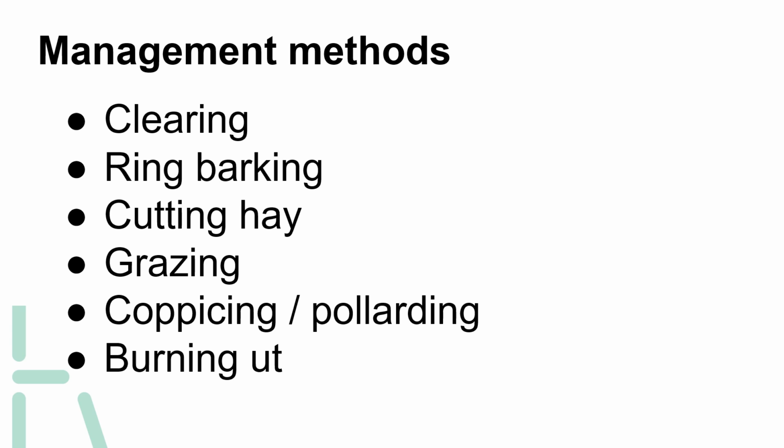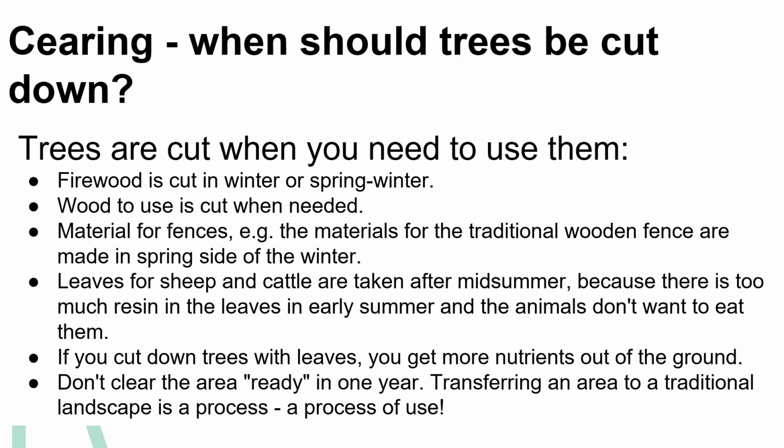The main management methods we could divide into clearing, ring barking, cutting hay, grazing, chopping and pollarding, and burning out. Clearing. When should trees be cut down? Trees are cut when you need to use them.